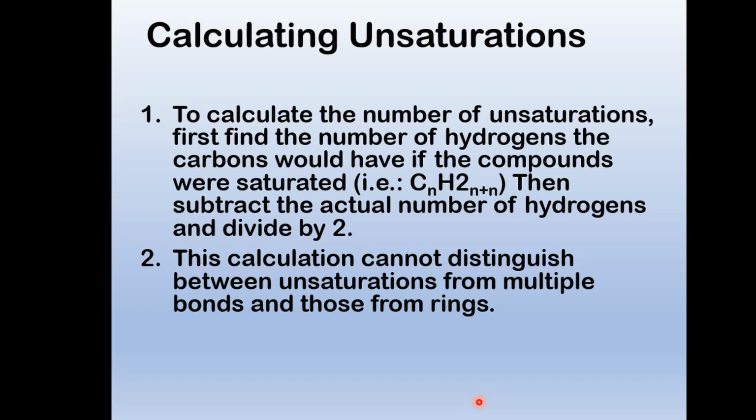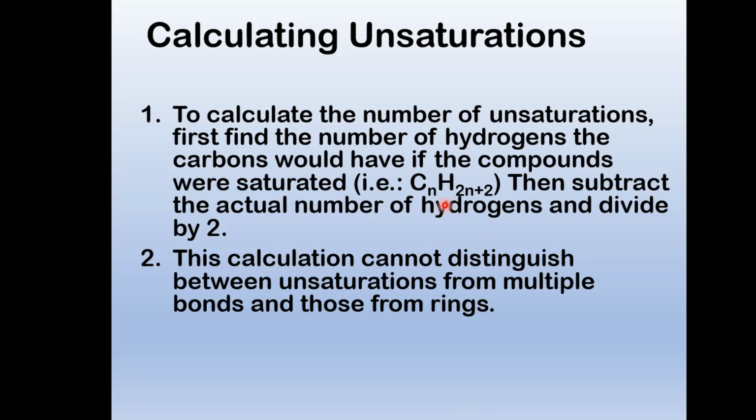First, find the number of hydrogens the compound would have if it was saturated. Take the number of carbons you have, multiply it by 2, and add 2 more. That gives you the number of hydrogens you should have. Subtract the number you're looking at in the formula in front of you, and then divide that number by 2. That will give you the number of unsaturations, or the degrees of unsaturation. This calculation does not distinguish whether you have that due to multiple bonds or rings. Both a ring or a double bond lowers the hydrogen count by 2.